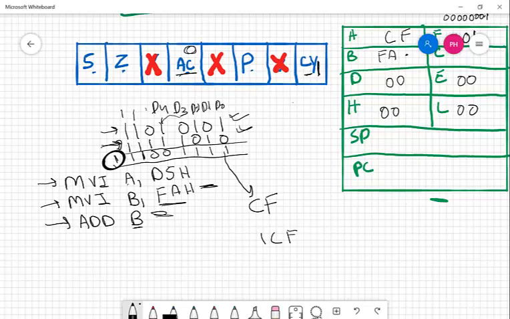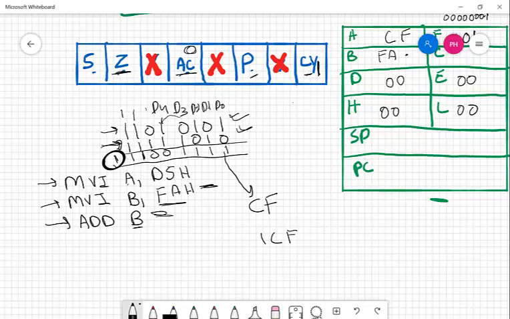Similarly, what is this zero bit? If the contents of the accumulator after performing an arithmetic operation is 0, for example, I am adding or subtracting two numbers such that the result is 0, then this bit will be set, indicating that the result stored in the accumulator is a 0.